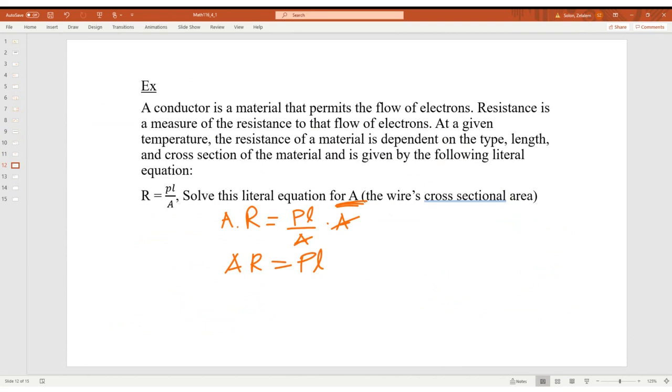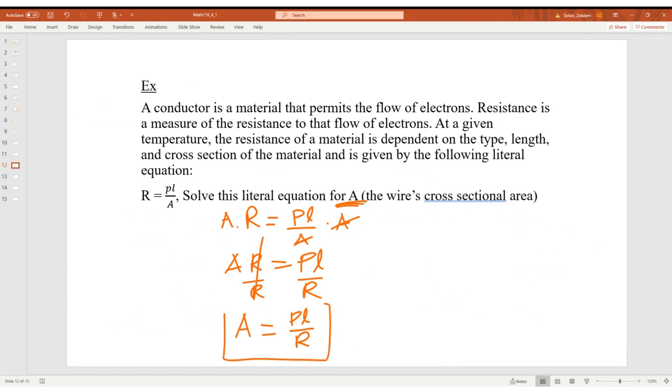Now, if you see here, A is multiplied by R. I am interested to solve for A. That means I want A to be by itself on one side of the equation. So I have to get rid of R. To do that, we undo multiplication by R. We do division by R. So R would be cancelled out. So A equals PL over R. Very simple.